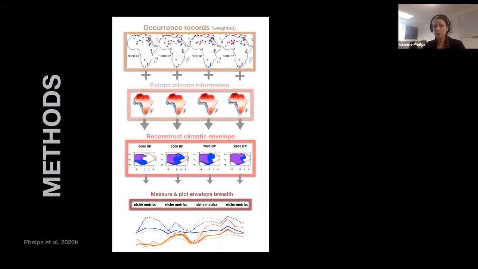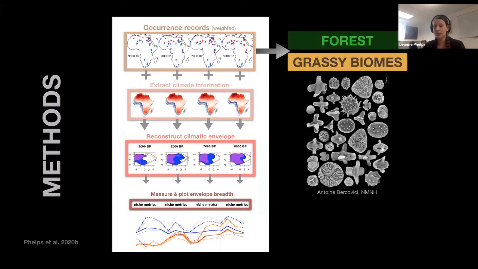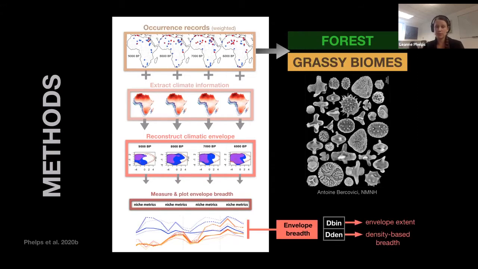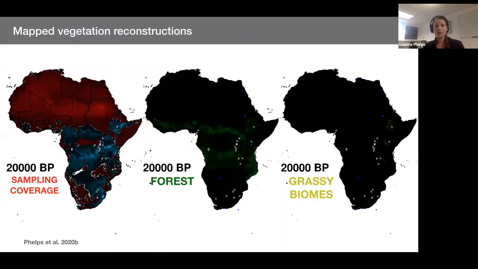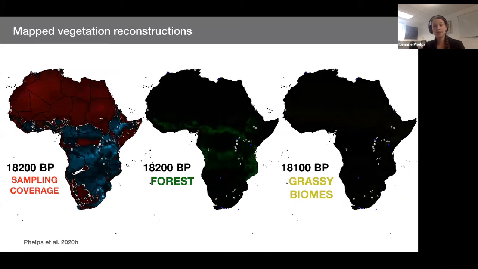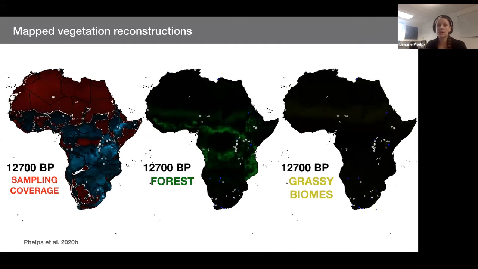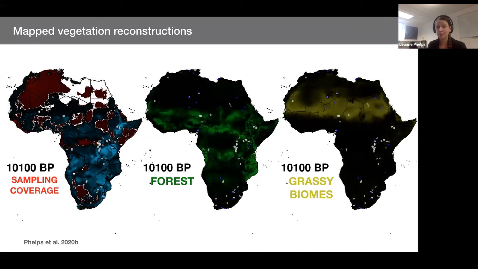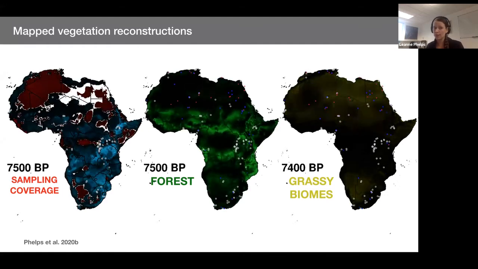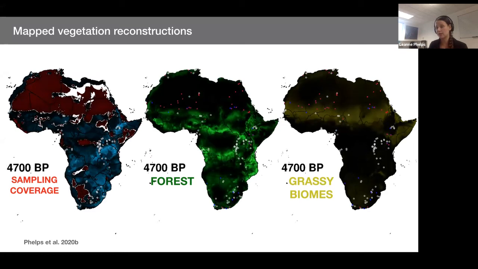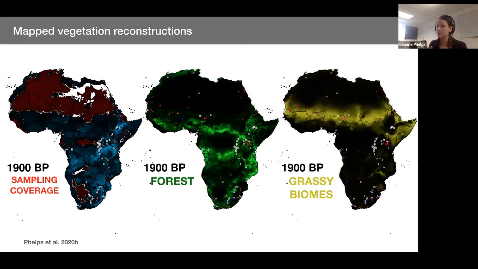So same story as before, but the occurrence records this time, instead of being the domestic animal remains, are these subfossil pollen records. So we take the occurrence records, we associate that with climatic information, and we reconstruct the climatic envelopes separately for forest and grassy biomes. And then we can do the same things with them as before. The first thing that we can do is map them. And this is useful because it shows us the general trends, how these different types of vegetation have changed through time. On the left, you'll also see a map of sampling coverage, and this can give us a good idea of where we should and shouldn't be trusting these reconstructions.